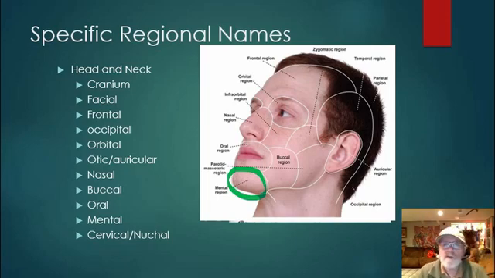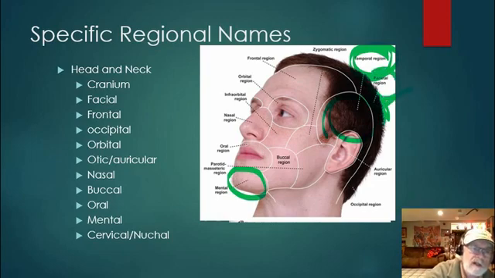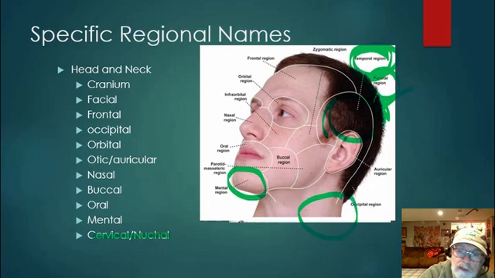A couple other terms that we don't have here. This area right here, the area of the temple, is called the temporal region. Up here at the side of the skull, the side of the cranium, is called the parietal region. Oh, one more thing, I forgot. Cervical and nuchal mean neck. So if you hear the word cervical or nuchal, it means neck.